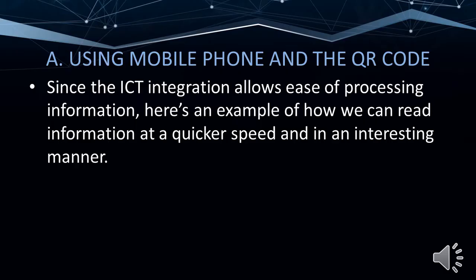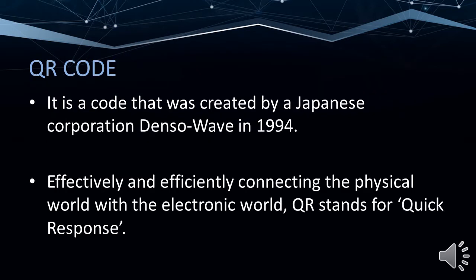We have letter A, using mobile phone and the QR code for the selection and use of digital tool. Since ICT integration allows ease of processing information, here's an example of how we can read information at quicker speed and in an interesting manner. QR code. So what is QR code? QR code is a code that was created by Japanese corporation Denso Wave in 1994. It is effectively and efficiently connecting the physical world with the electronic world. QR stands for Quick Response.